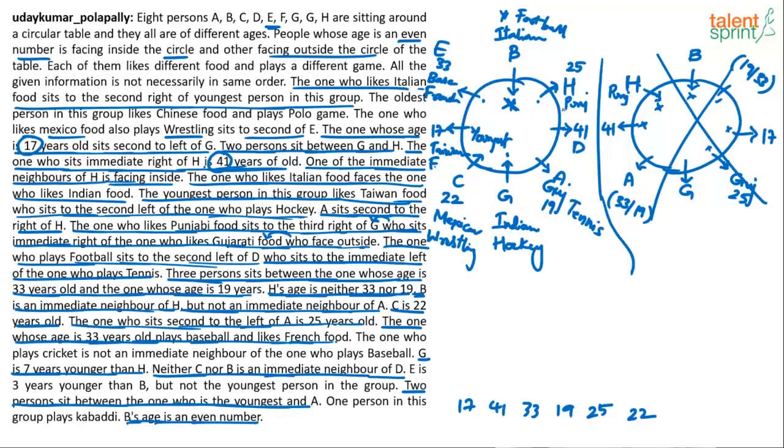Done. The one who plays cricket is not an immediate neighbor of the one who plays baseball. Cricket is not a neighbor of baseball. So cricket cannot come here or here. Where should cricket come? This is wrestling, this is hockey, this is tennis. Cricket can come for this person or this person.